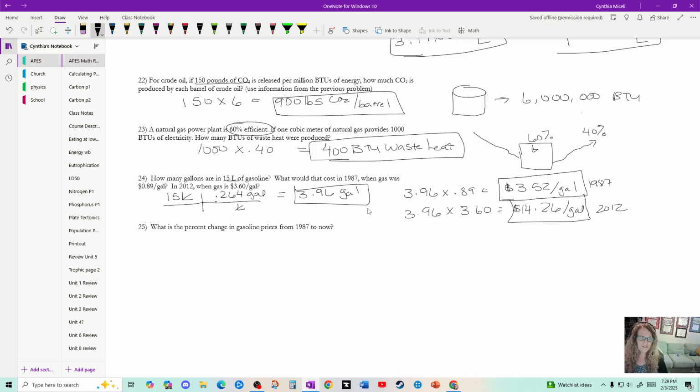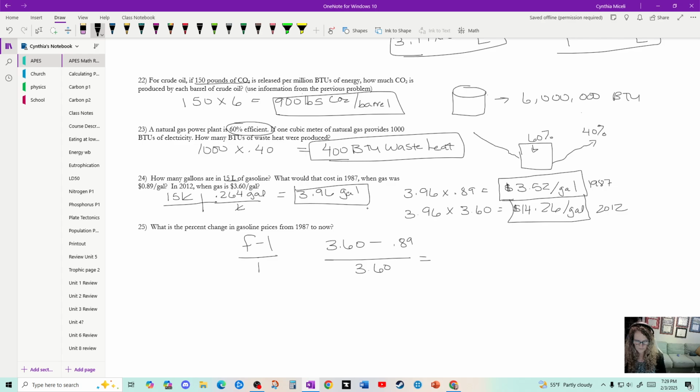Okay, now your favorite thing. What's the percent change from 1987 to now? So your final minus your initial, divided by your initial. So the final is that 1426. Wait, percent change in gas prices. Sorry. So we want to do the per gallon thing. So we're going to go 3.60 minus 89 cents, divided by 3.60. Put that in our little calculator. 3.6 minus 0.89.